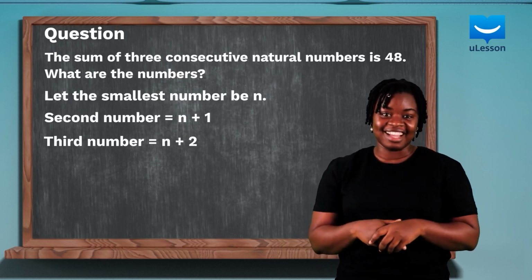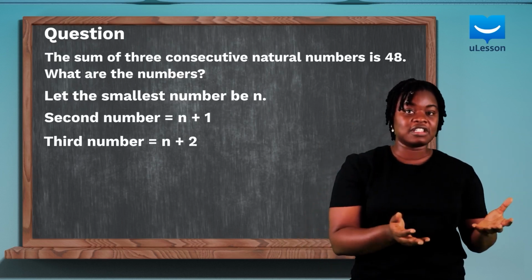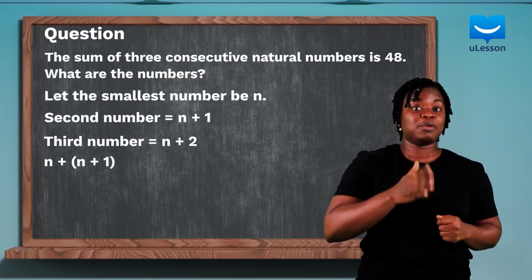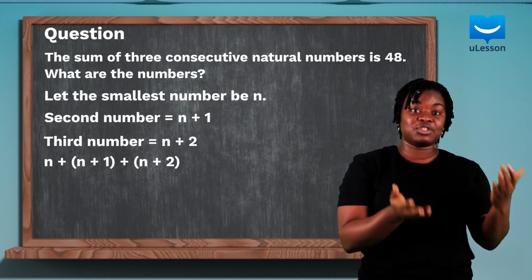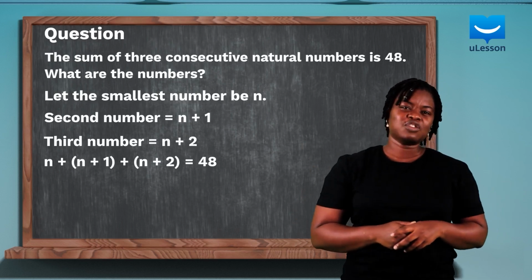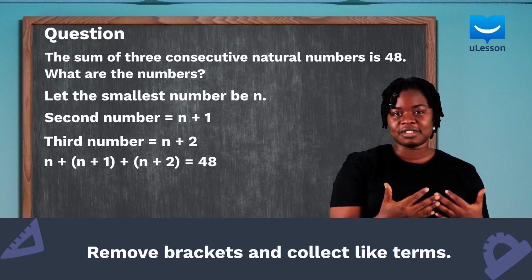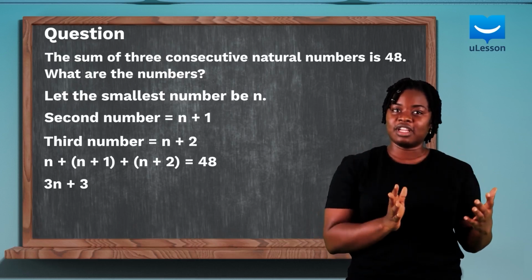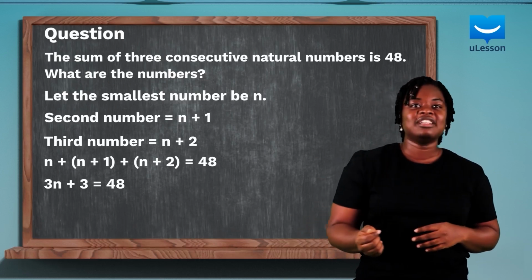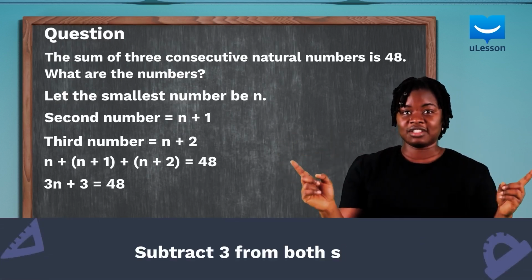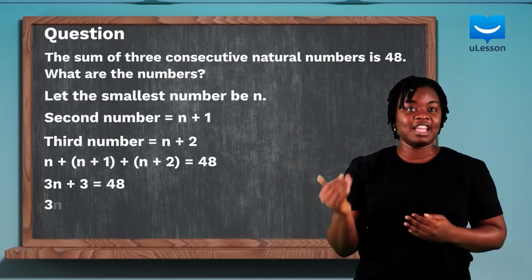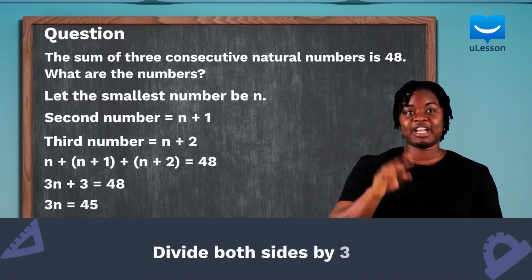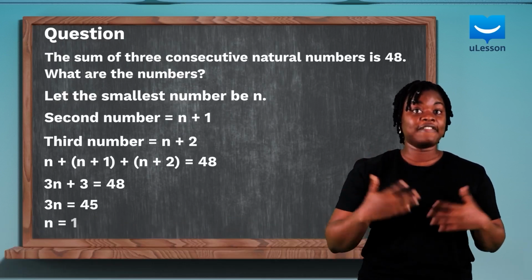So the question says that the sum of these numbers is 48. This means that n plus (n plus 1) plus (n plus 2) equals 48. So let's remove the brackets and collect like terms. When we do this, we're going to get 3n plus 3 equals 48. Now, after subtracting 3 from both sides of this equation, we would have 3n equals 45. Finally, we're going to divide both sides by 3 to get n equals 15.